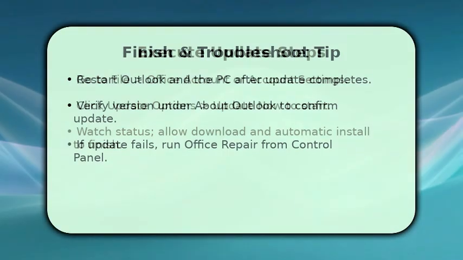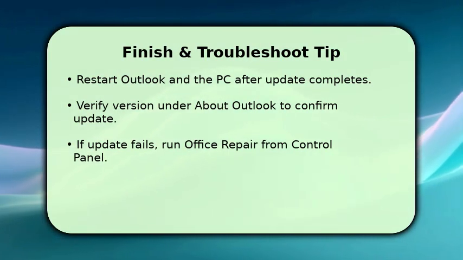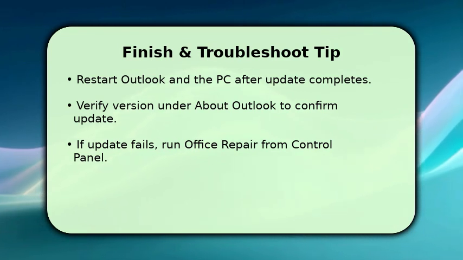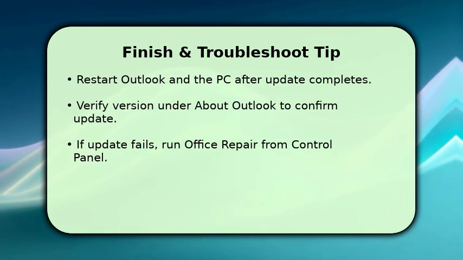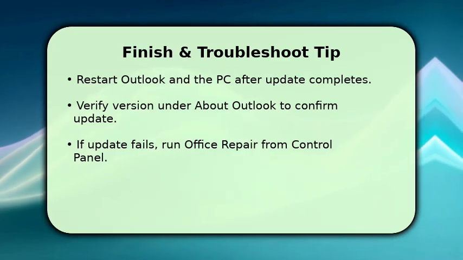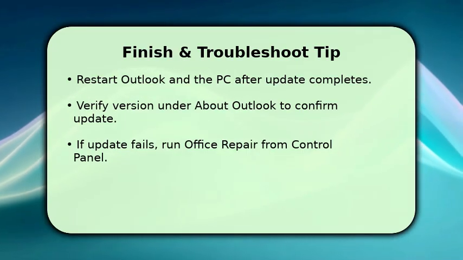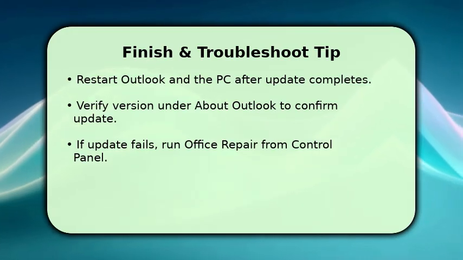Finish by restarting Outlook and then reboot the PC to ensure all components load with the new files. Once restarted, go back to File, Office Account, About Outlook to confirm the version changed. This proves success.